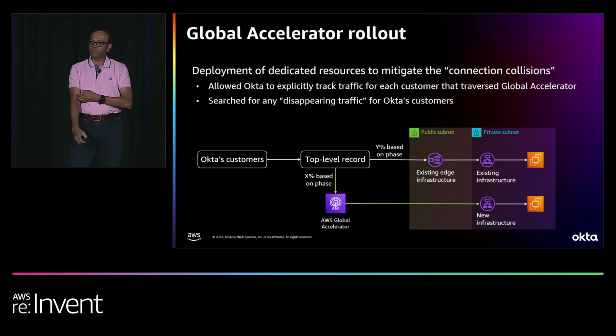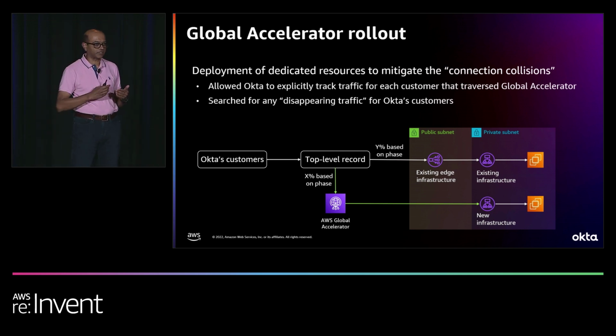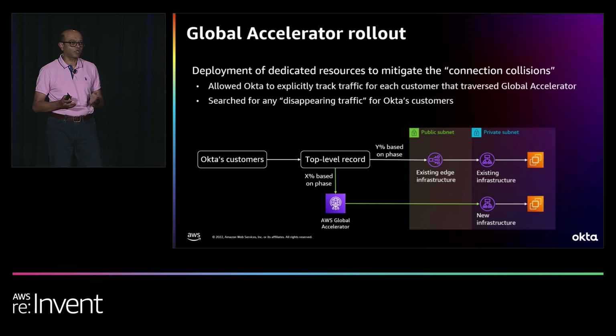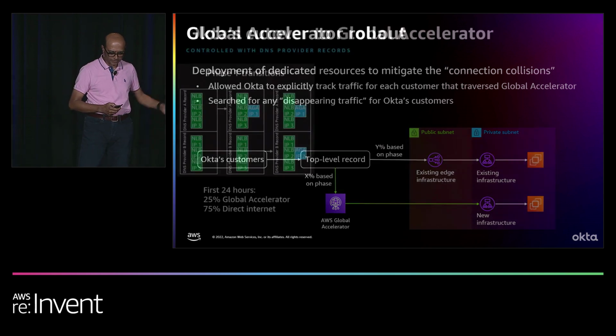They also needed to simplify visibility for their customers' traffic as to whether customers are traversing Global Accelerator or are going over the public internet. So Okta used DNS weight-based routing to move traffic to Global Accelerator. So here's how they did it.